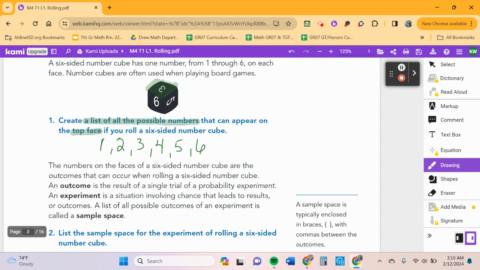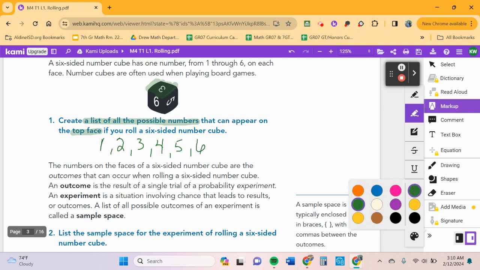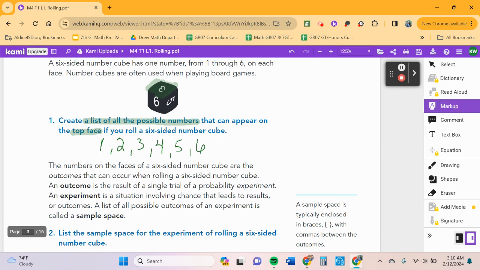The numbers on the faces of a six-sided cube are the outcomes that can occur when rolling a six-sided number cube. Now I'm going to highlight this in green because this is one of those important vocabulary words that we need to take note of. An outcome, please highlight this, is the result of a single trial of a probability experiment. That is what an outcome is. So you do an experiment and whatever you get is your outcome.